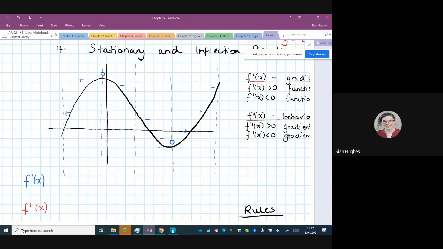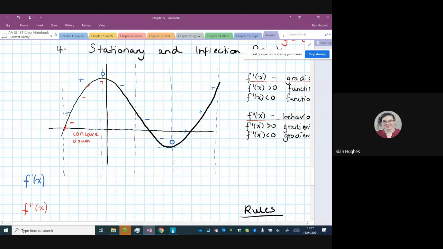If I think about the second derivative, then in the first segment of the graph, our gradient is positive, but the graph is getting less steep. The gradient here is bigger than the gradient there. It's going down. The gradient is decreasing. So our second derivative is negative. The name for this type of shape is concave down.